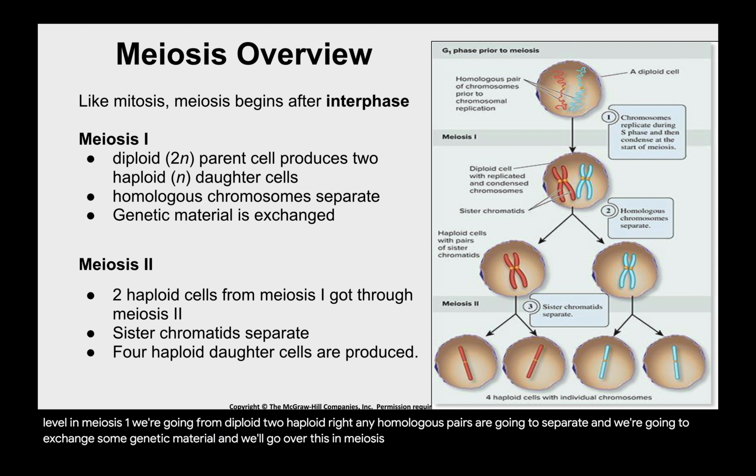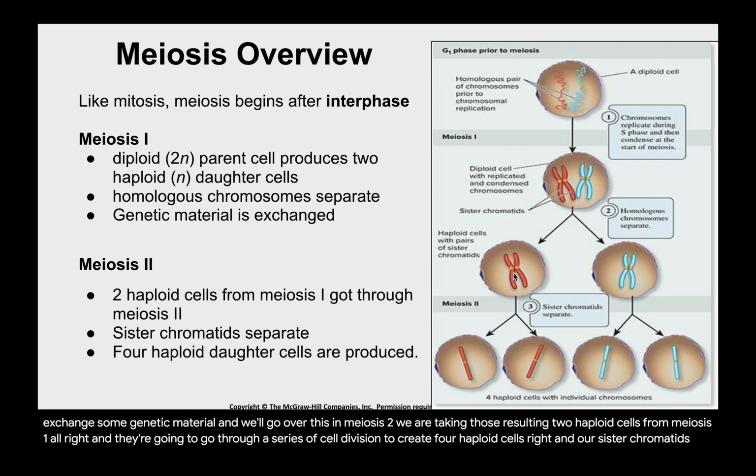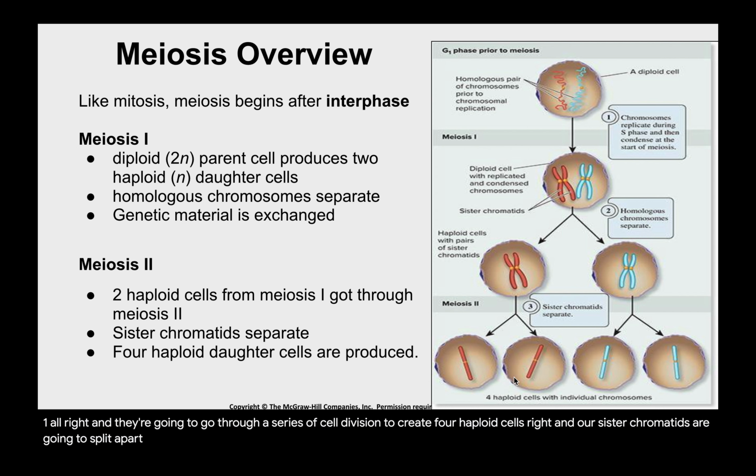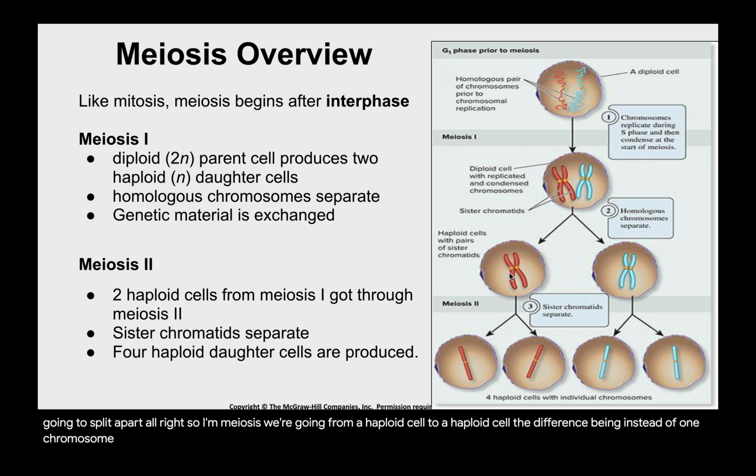In meiosis 2, we are taking those resulting two haploid cells from meiosis 1, and they're going to go through a series of cell division to create 4 haploid cells. Our sister chromatids are going to split apart. So in meiosis 2, we're going from a haploid cell to a haploid cell. The difference being, instead of one chromosome with 2 sister chromatids, now we just have a singular chromosome in each resulting cell.